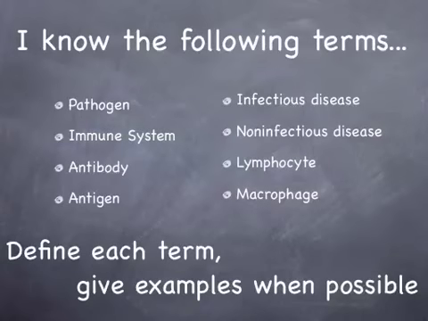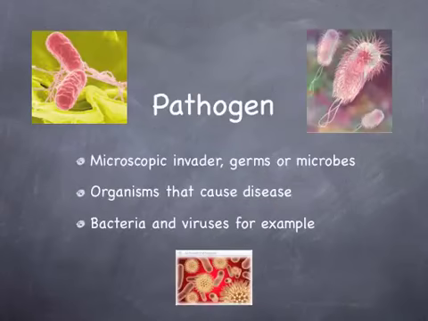During this lesson, you are going to learn about the following terms. In order to show me what you've learned, I expect that you'll be able to define each term and give examples when possible. We are going to look at pathogens, the immune system, antibodies, antigens, infectious and non-infectious diseases, lymphocytes, and macrophages. Let's start with pathogens.